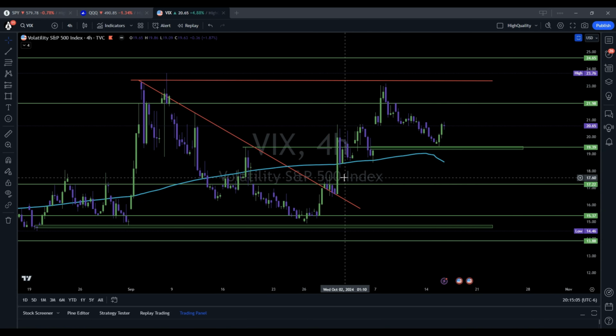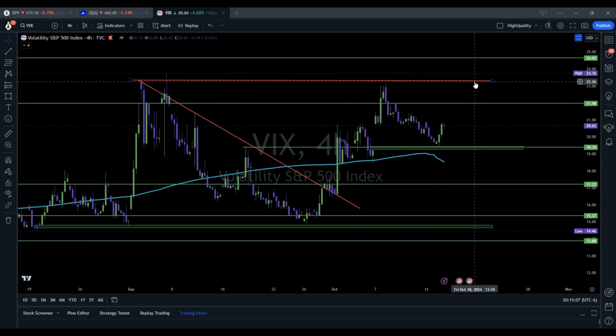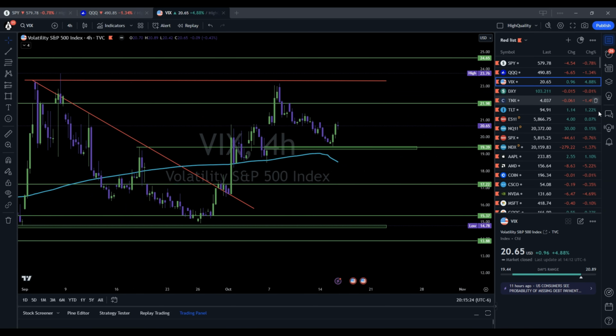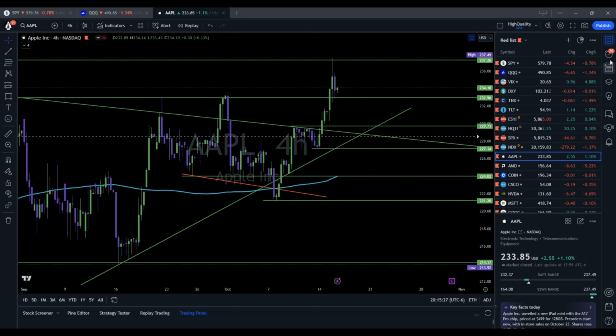As long as we continue making higher highs and higher lows on the VIX, that is bearish for the overall market in the days and weeks to come. So let's just see what happens going into the end of this week. Alright, that's it for the VIX. Now let's go over Apple stock.